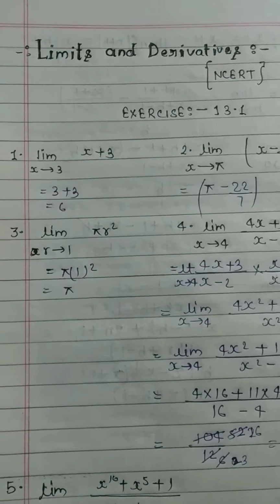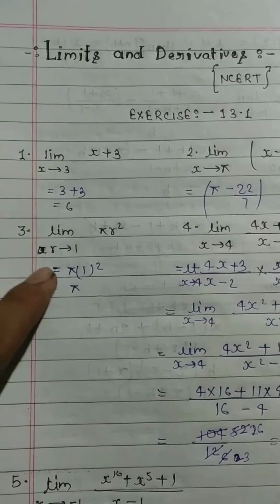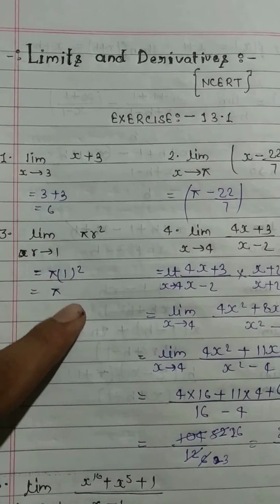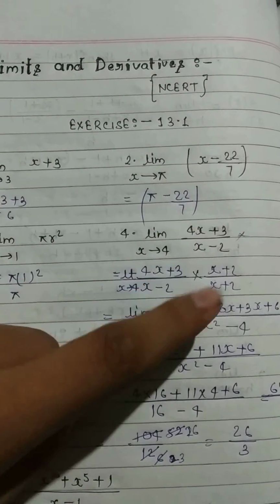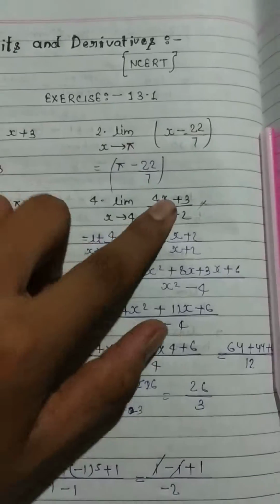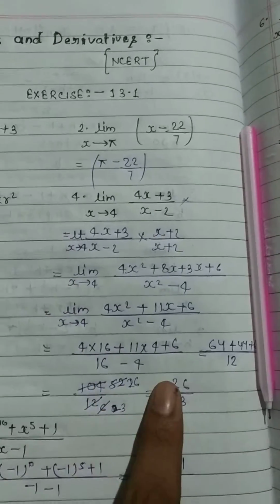Next, question number 3, limit pi r square where r tends to 1. If we put the value of r in the question, we get pi only. Come to question number 4, which is an important question. Sorry, this is the wrong question. In this question we only put the value of x and we get 19.2. This is wrong, sorry.